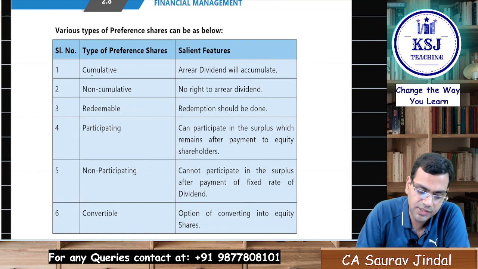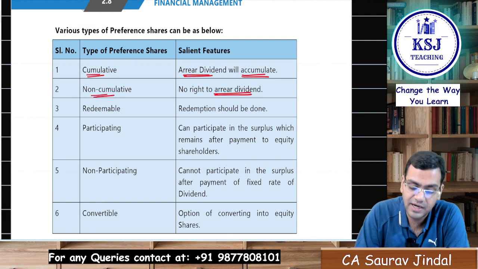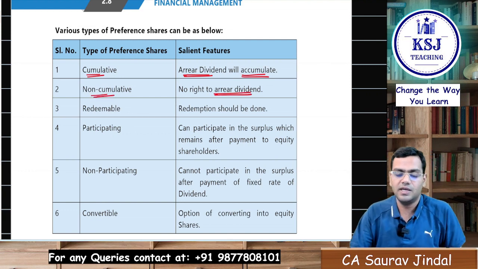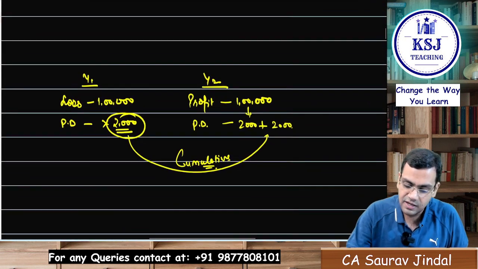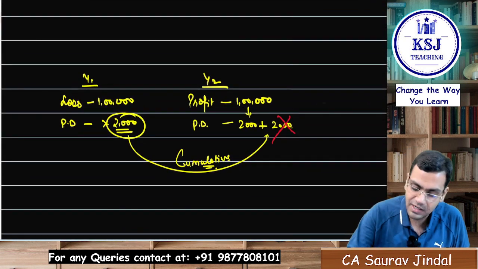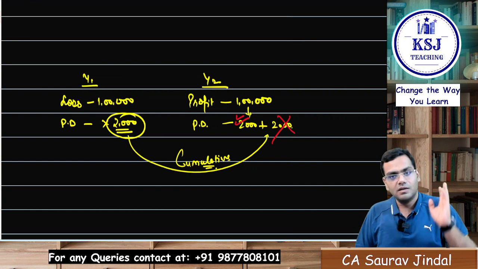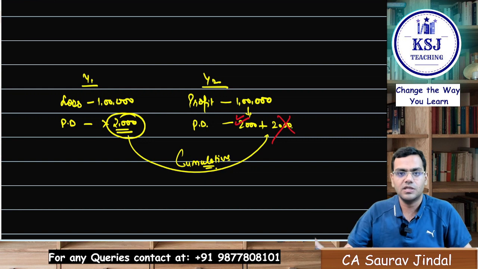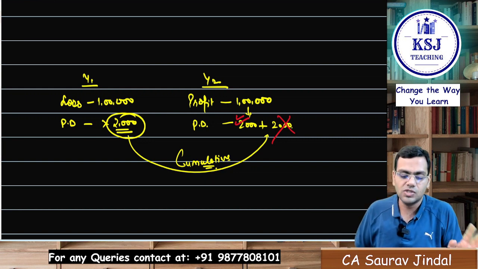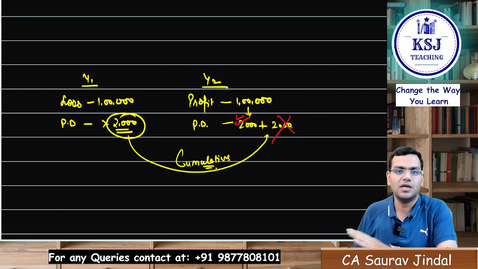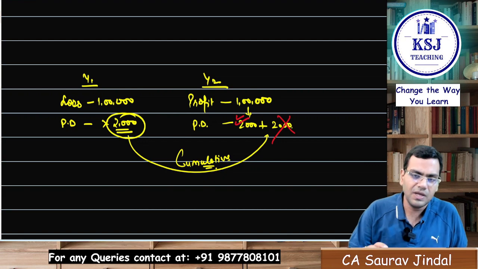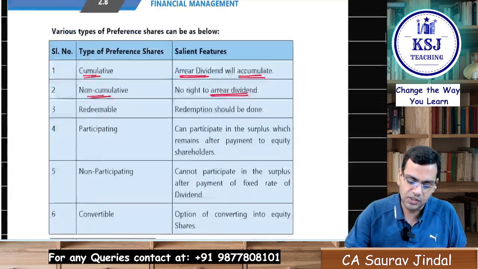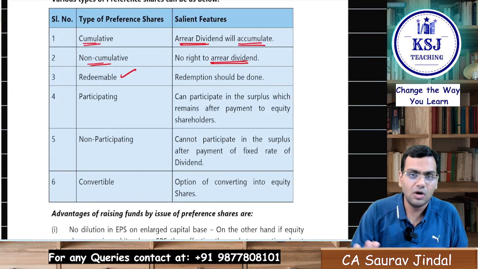The types of preference shares are cumulative, where the arrear dividends will accumulate, and non-cumulative, with no right to the arrear dividend. Yes, non-cumulative can also be there, in which case you only pay the current year dividend. If there is a loss and you are not able to pay the previous year's preference dividend, that is finished. It is not going to get carried forward to the next year. You are going to pay only the current year when you have the profits. Simple. Redeemable, you all know.